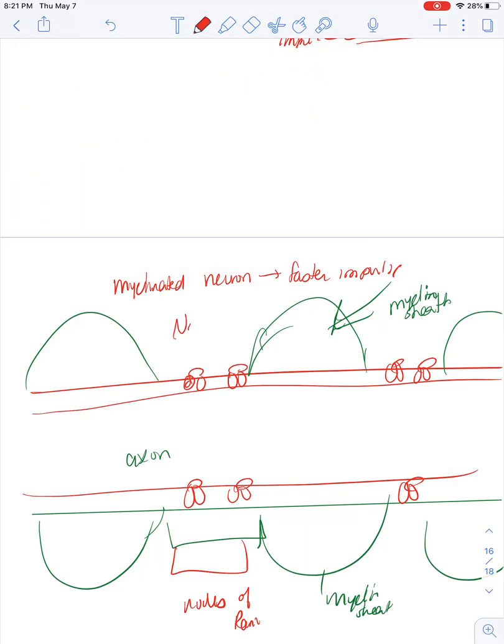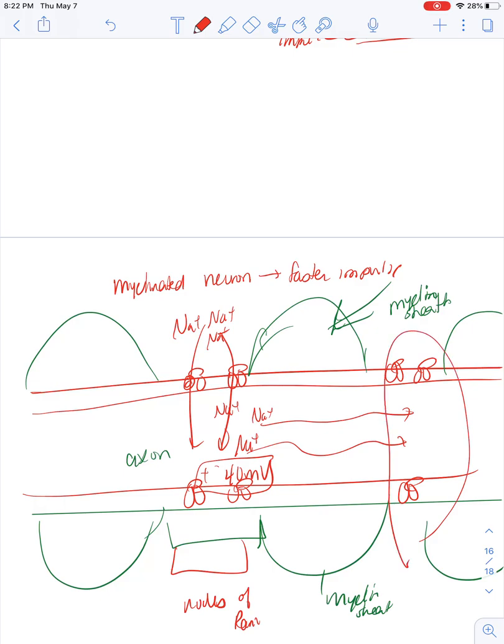If sodium is here and diffuses in, there is lots of sodium, this region becomes depolarized, and you're at positive 40 millivolts. The sodium will then diffuse to the next node and cause that part of the neuron to depolarize. Notice there are no channels where the myelin is, because myelin doesn't allow charged ions through. Charged ions can only pass where the nodes are, so sodium can only enter the axon at the node. Sodium cannot pass through the myelin.